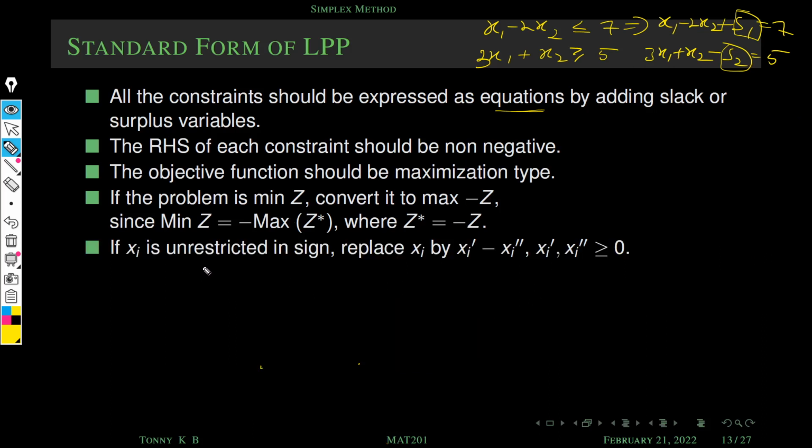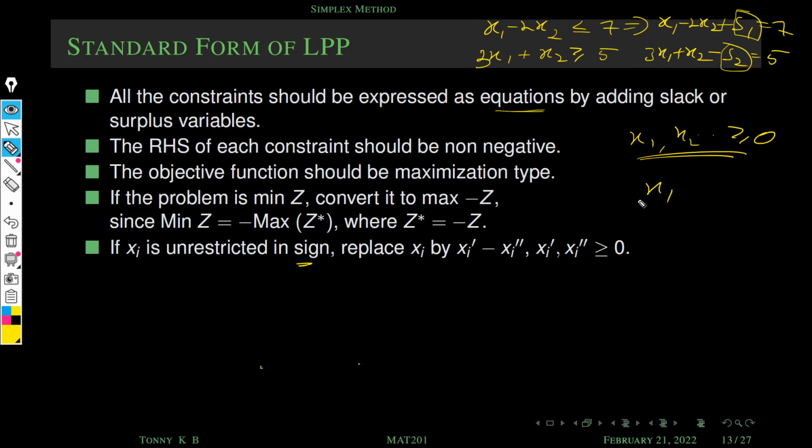Okay, another procedure in standard form is if xi is unrestricted in sign. We know that in our LPP all the decision variables, x1, x2, and so on, are non-negative. But in some situations there is no restriction for some variables. That is called unrestricted in sign. That means suppose x1 is unrestricted, then x1 can take positive, negative, 0, whatever, no problem. But in standard form this is not allowed. In our standard form all the variables are non-negative.